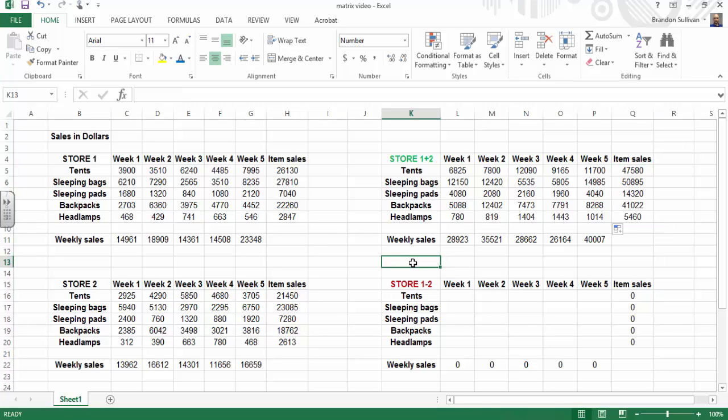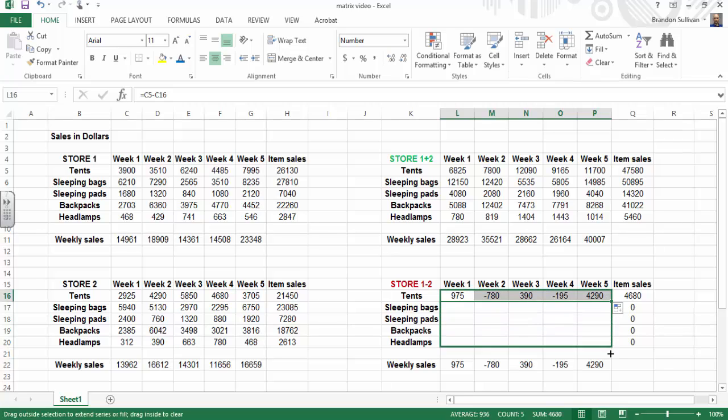An owner may also be interested in better understanding the performance of one store versus another. So we can directly compare Store 1 and Store 2. For example, I can take the number of tents sold week 1 at Store 1 and subtract that from the number of tents sold week 1 at Store 2. In this case, the sales contribution from tents was $975 more at Store 1 than Store 2. And I'll now apply that to the rest of the data.